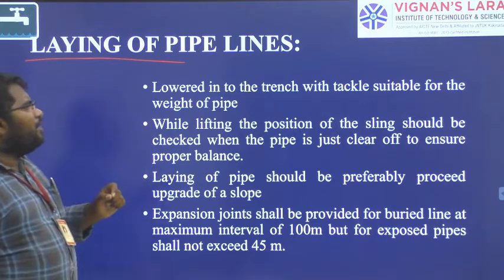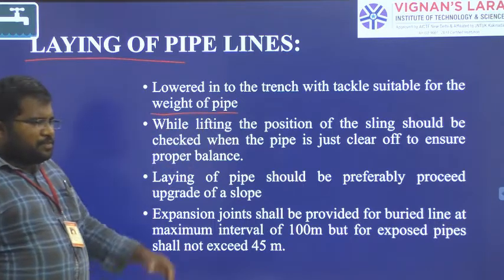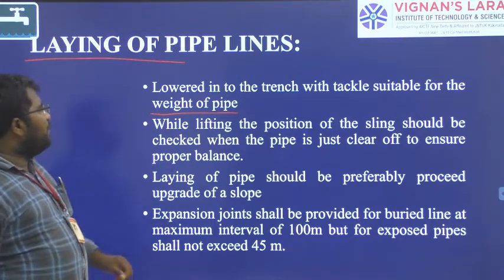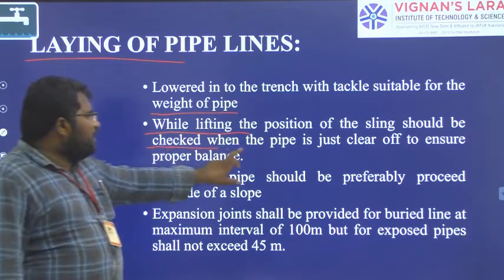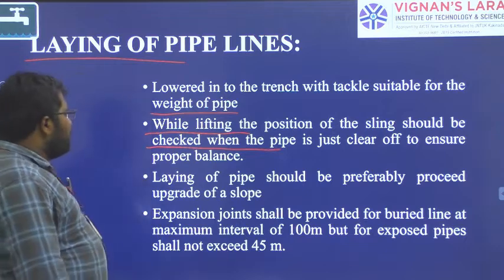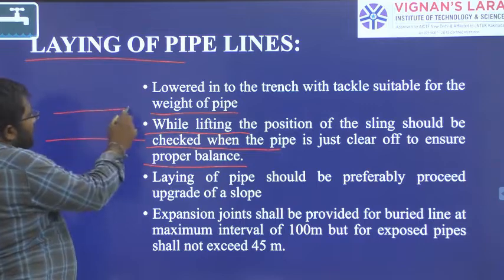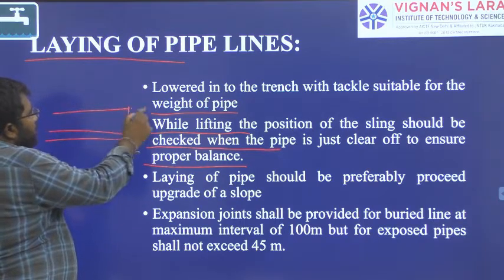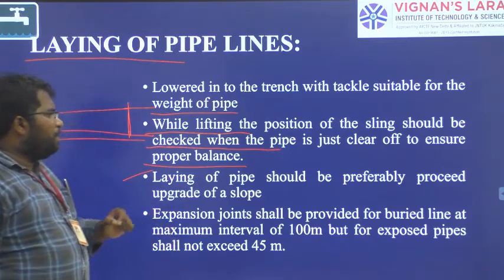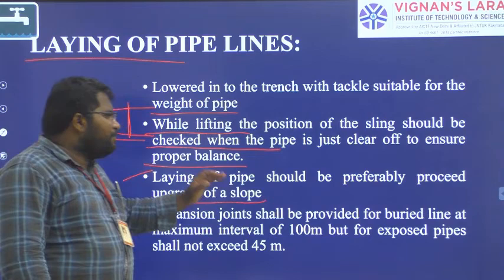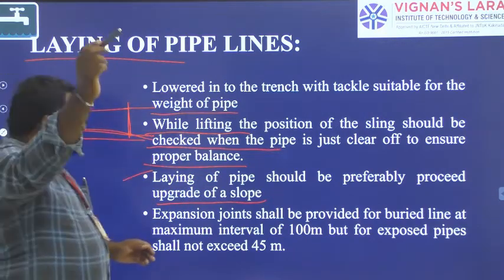The pipe is lowered into the trench with tackle suitable for the weight of the pipe. While lifting, the position of the sling should be checked when the pipe is just clear, to ensure proper balance, and you also have to check the bottom surface as well as the connection to the next pipe so that it is proper. Laying of pipe should preferably proceed upgrade of the slope, and the pipe should follow the slope so that water will flow due to gravity.